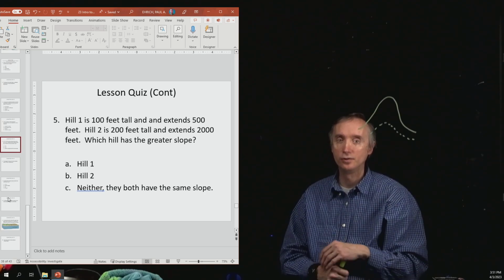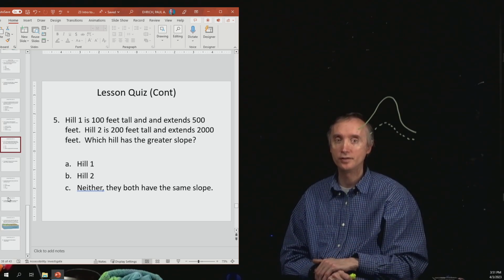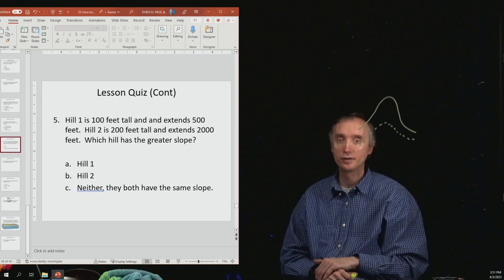Number 5, hill number 1 is 100 feet tall and extends 500 feet horizontally. Hill number 2 is 200 feet tall and extends 2,000 feet horizontally. Which hill has the greater slope?